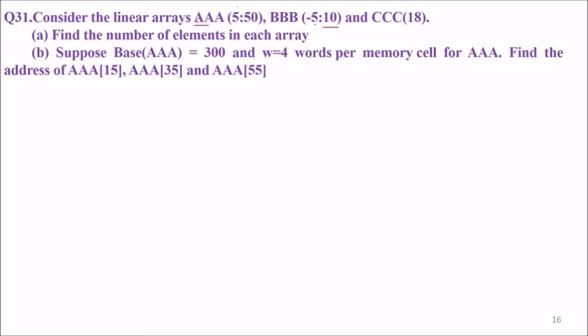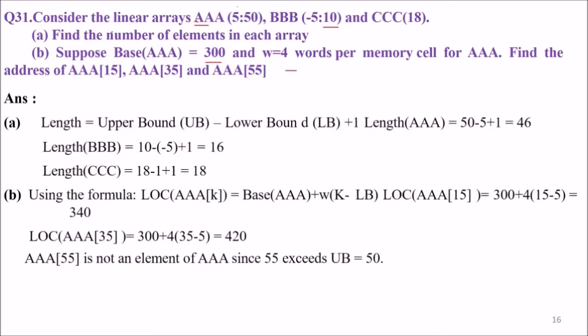Find the number of elements in each array, and suppose base AAA is 300 and W is equal to 4 words per memory cell for AAA. Find the address of AAA 15, that is 300 plus 4 into 15, and likewise. So let us see how to solve it. I hope you got the question. Okay, let us solve it.